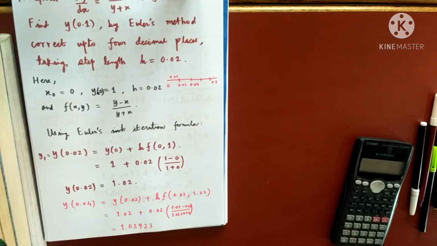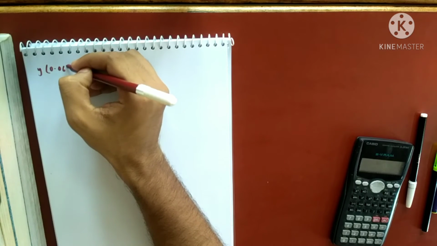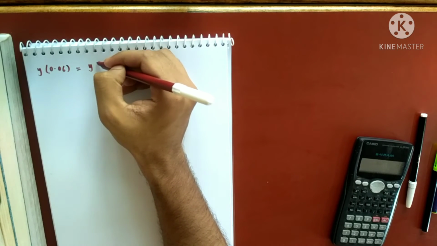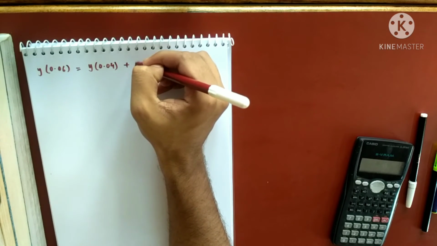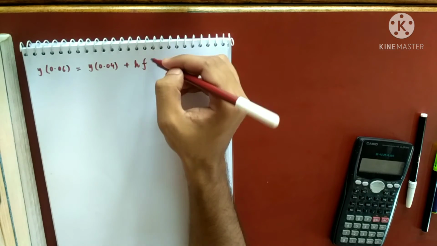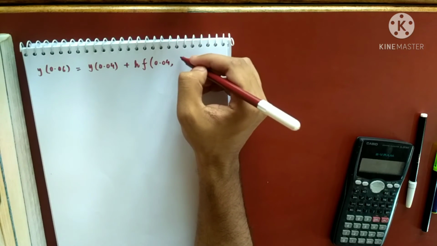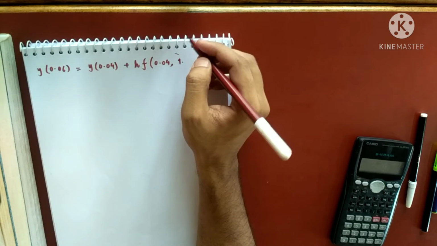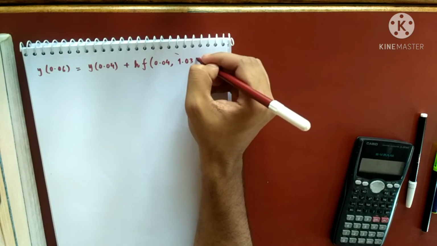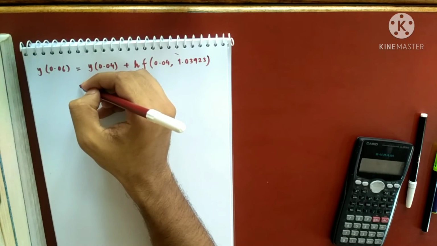Understood? This is y at 0.04. Y at 0.06 will be what? The previous value of y at 0.04 plus h times f of the previous value of x naught, which was 0.04, and the previous value of y, which was 1.03923. Please solve it and tell me what you are getting.